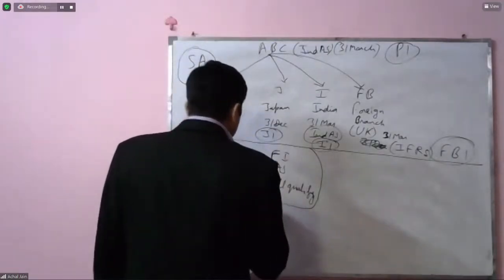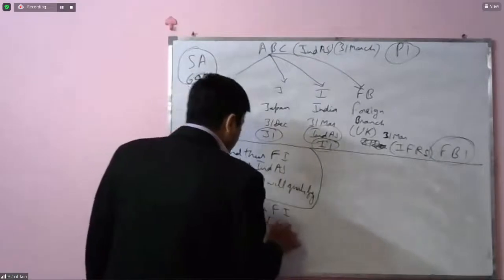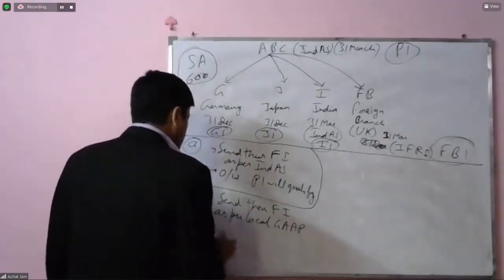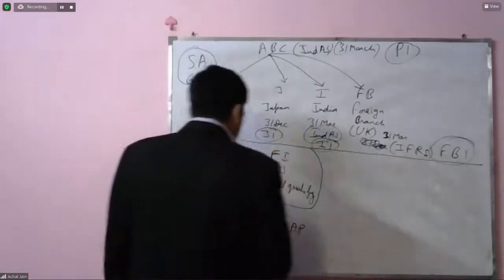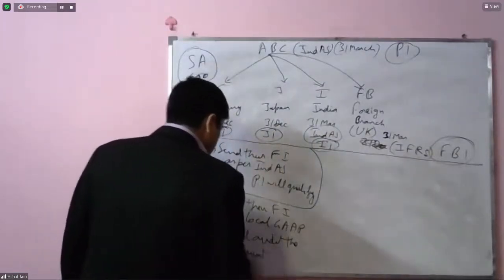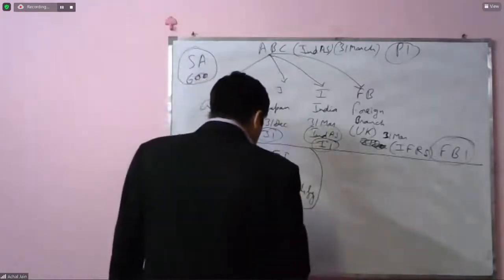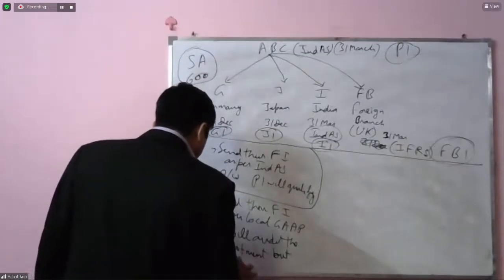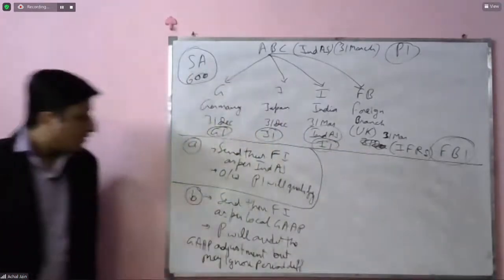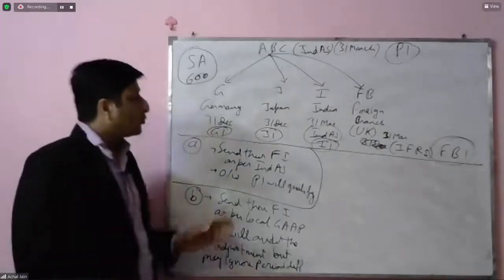Option number B, all these entities will have to send their financial information as per local GAAP. Local GAAP means GAAP of those countries. Okay. We will audit the adjustments, or we can say audit the GAAP adjustments. But the principal auditor may ignore any differences which arise due to differences in the period.